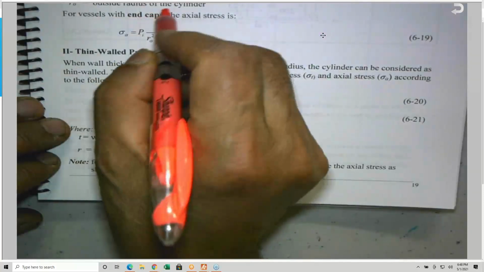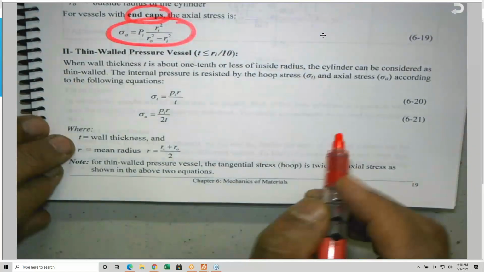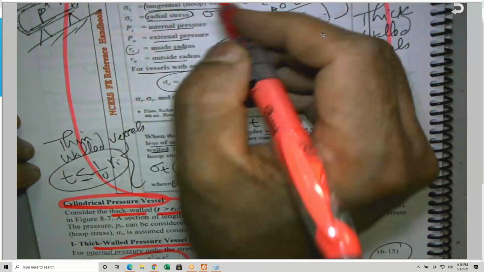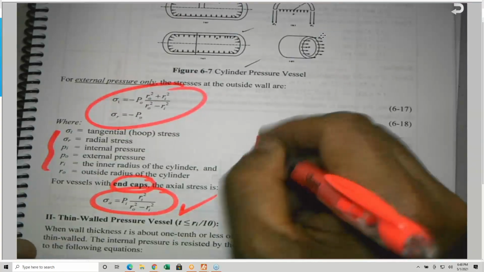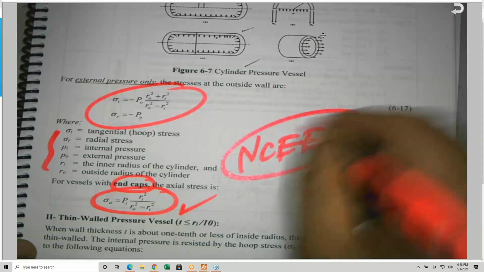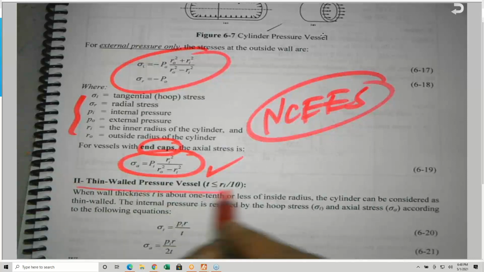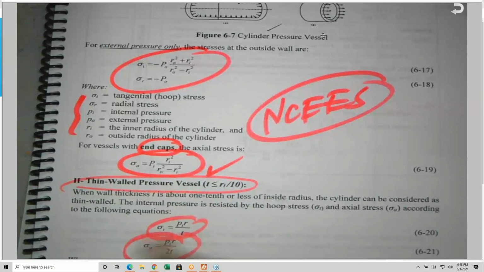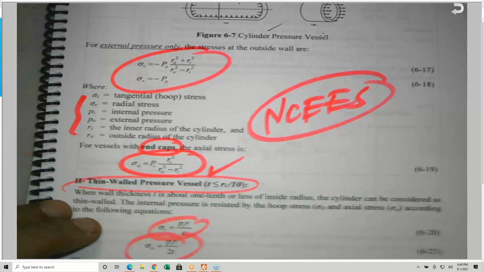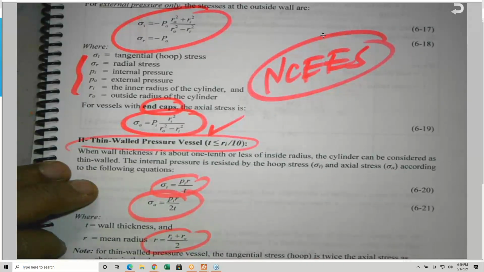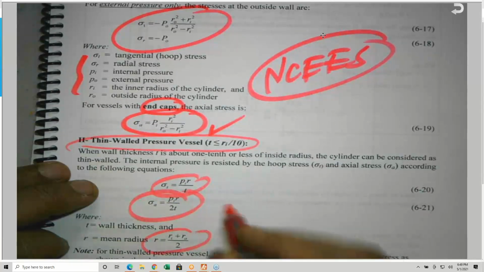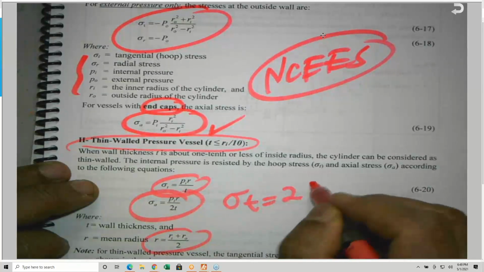For vessels with end caps, the axial stress is given by this equation, which is also given in the NCEES. Here it is, for the end caps, P sub I, Ri. They should match the equations given in the NCEES, which is a reference. But for thin-walled pressure vessels, they came up with these two: one is tangential and one is axial, with the average radius. The tangential stress, by the way, they call hoop stress, and it is twice the axial, as you can see here.